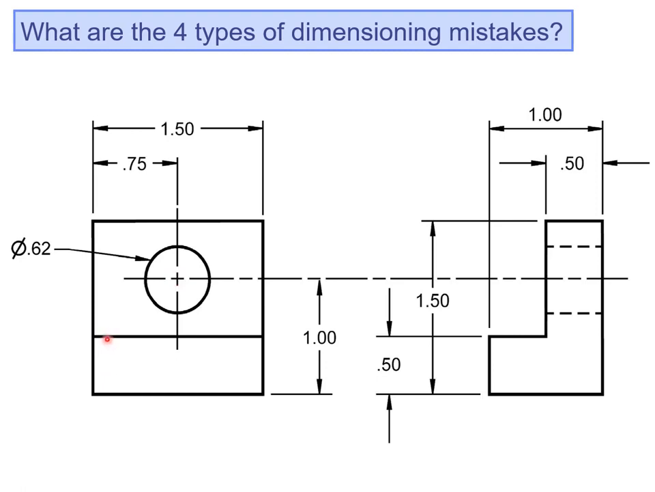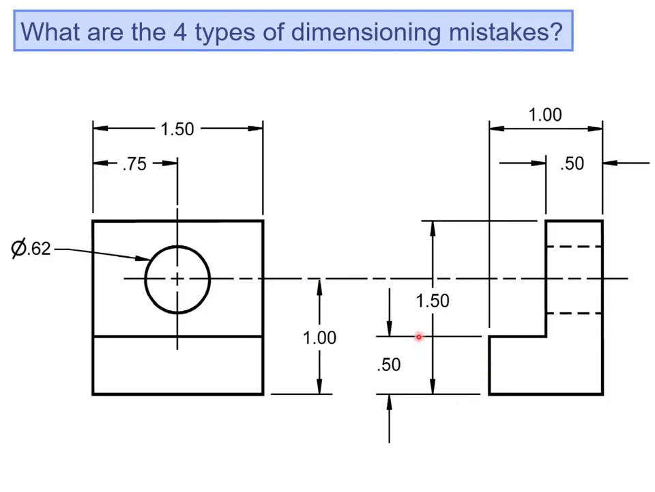Another thing that's off with this drawing, once again, is the center line. So we're going to remove this portion of the center line. We're not allowed to cross a center line from one view to another. So we're going to replace it with an extension line. So we will replace this with a solid extension line.